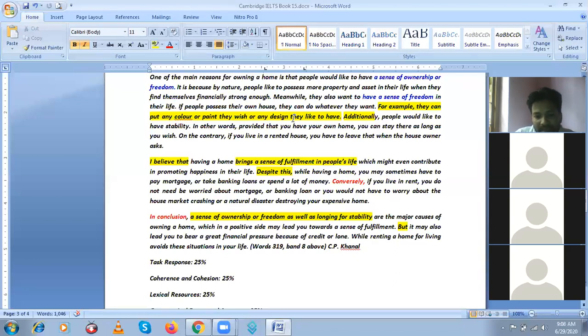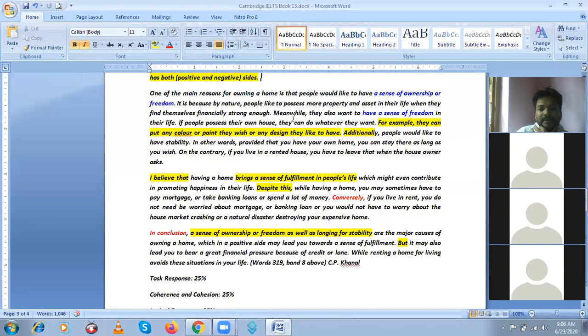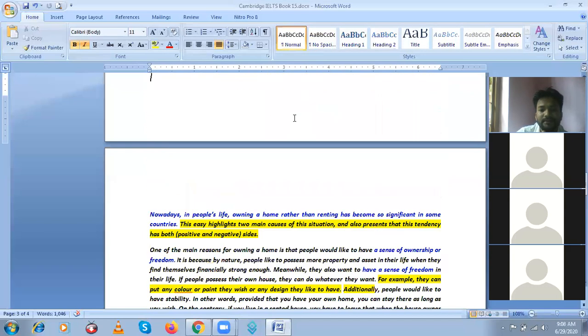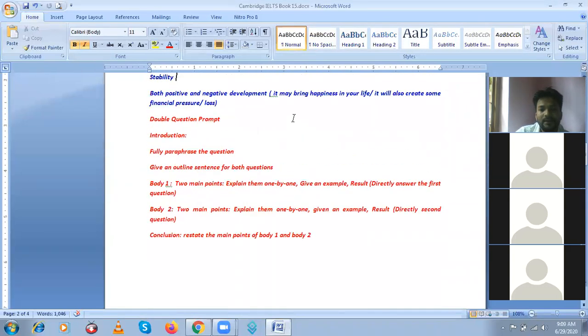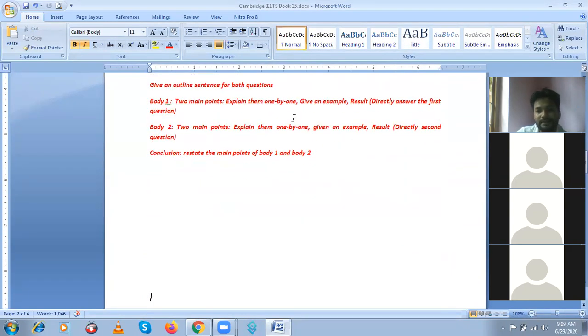We have met all the marking criteria on the basis of task response, coherence and cohesion, lexical resources, and grammatical range and accuracy. So I can't say this is band 9, but it obviously goes for band 8 plus. There is no doubt. So we have 2 minutes remaining. You have done this, go through this one.